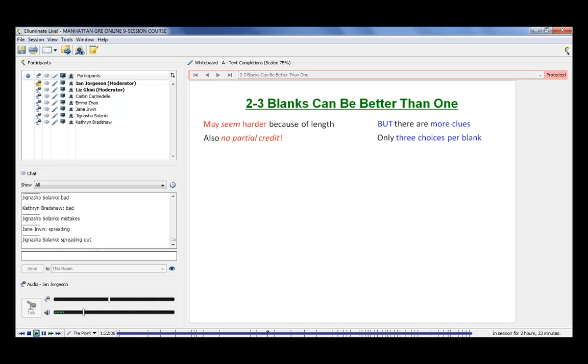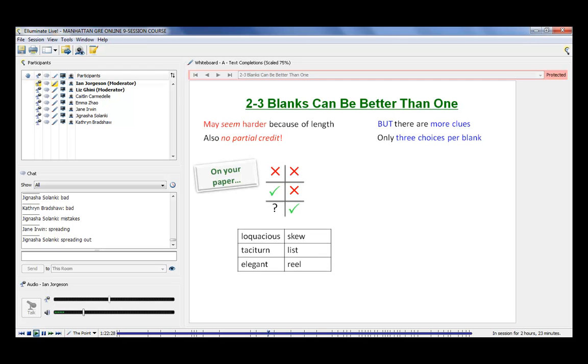Two to three blanks are common on the test. There's probably as many two to three blanks as there are one blank. They might seem harder because they're longer. That's probably even true. You also don't get partial credit. But on the other hand, in a longer sentence you get more clues to help you out, and you're also only going to get three choices per blank instead of five. So on your paper, here's what you would want to do.